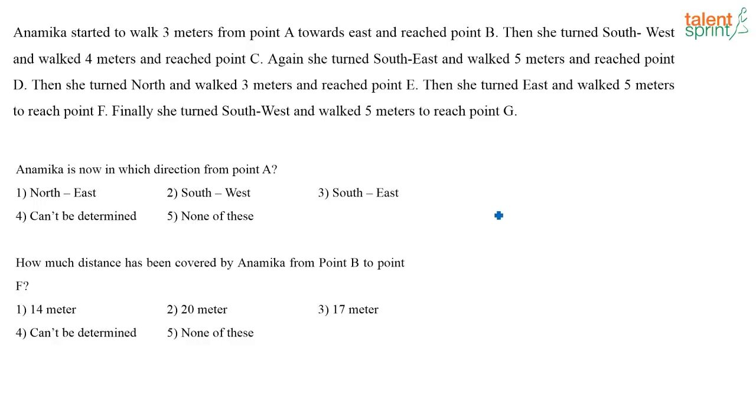Anamika started to walk 3 meters from point A. So this is point A and Anamika is walking 3 meters from point A towards east and reaches point B. Then what is she doing? Then she turns southwest. So if you have any confusion, always draw the directions diagram, north, south, east and west. Right, then she is walking southwest. So she is going to go in this direction. And how much is she walking? She is walking for 4 meters and then she is reaching point C.